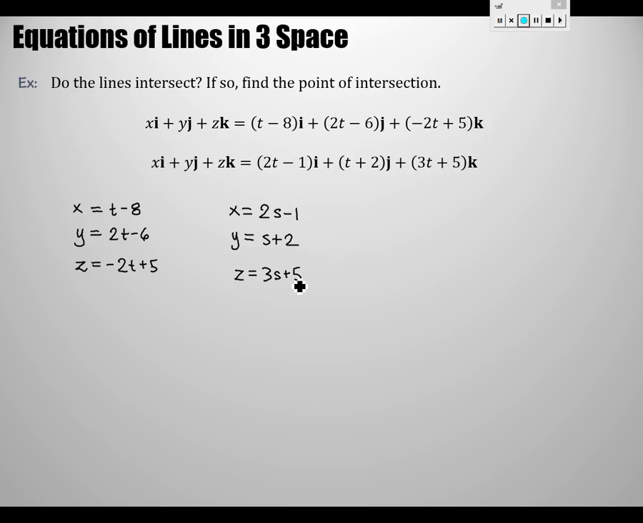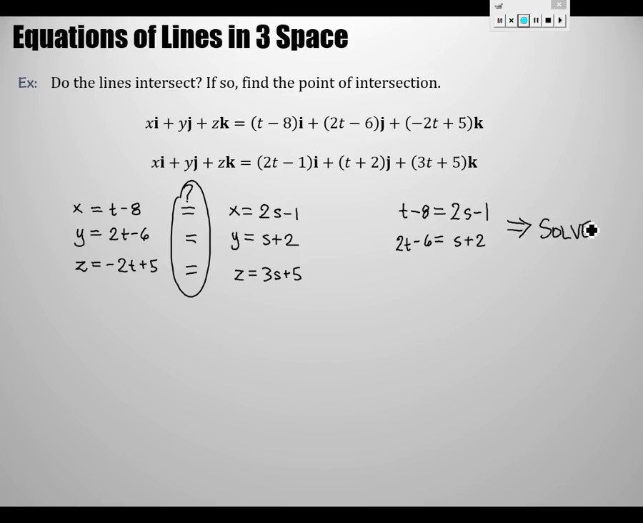So do you see a way we could see whether we ever get the same point? Are these ever equal? Is the question. Let's suppose they are and move forward. If they're equal, that would mean that t minus 8 is the same thing as 2s minus 1, right? The x coordinates would agree for some proper choice of t and s on the two lines. It also means that 2t minus 6 would equal s plus 2 at the same moment when you pick that same t and s, right? So can you find the t and s values that satisfy these two equations simultaneously? So solve for t and s.